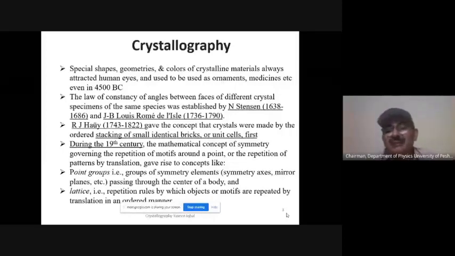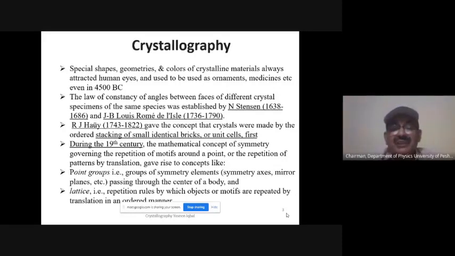During the 19th century, the mathematical concept of symmetry arose, just like a parallelepiped; a sphere is more symmetrical than an elliptical shape. So keep things simple to not lose the concept of what you are studying. So they gave the mathematical concept of symmetry, governing the repetition of motifs around a point or the repetition of patterns by translation, giving rise to concepts like point groups, groups of symmetry elements, symmetry axes, mirror planes, etc., passing through the center of a body.